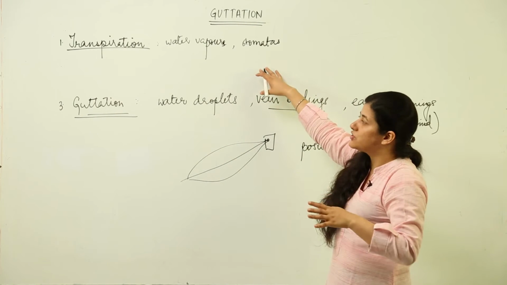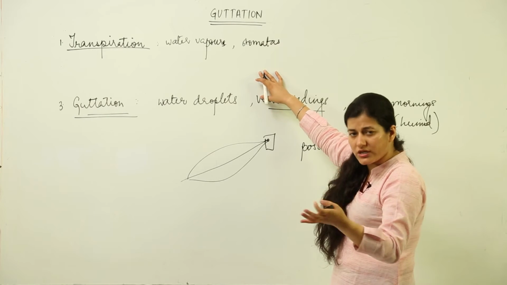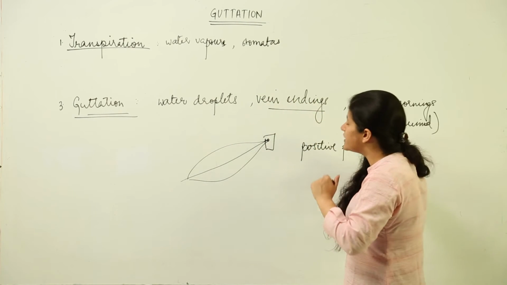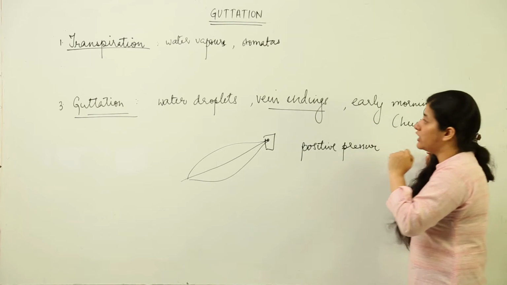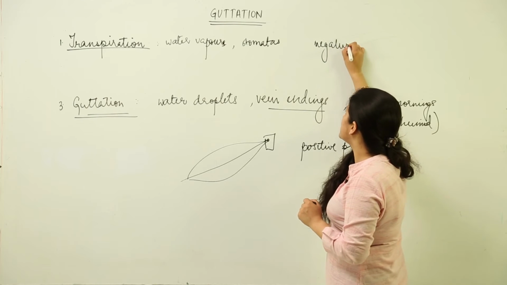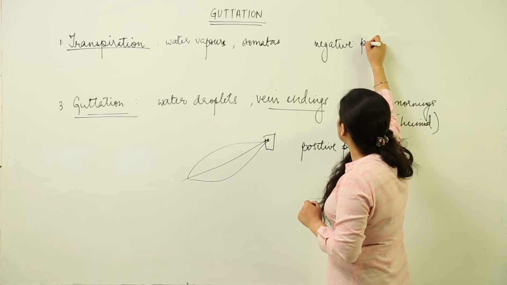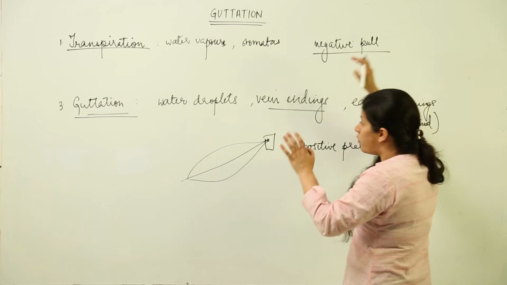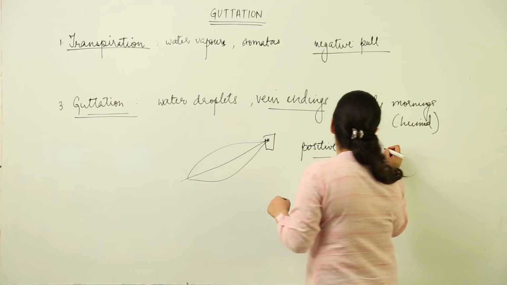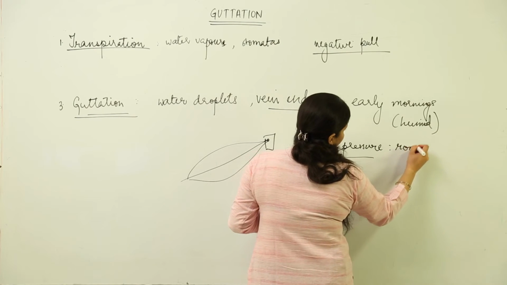Firstly, because transpiration is going to take place mostly in leaves, as in the case of guttation, it takes place mostly in the leaves. Secondly, transpiration involves the negative pull. So there is a negative pressure, that is transpiration pull, that is responsible for this process, while in the case of guttation, it is the positive pressure exerted by the root pressure.